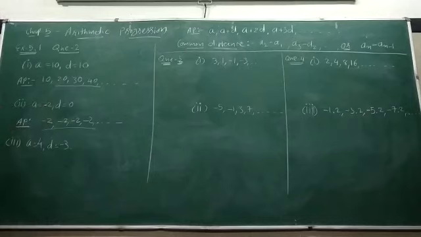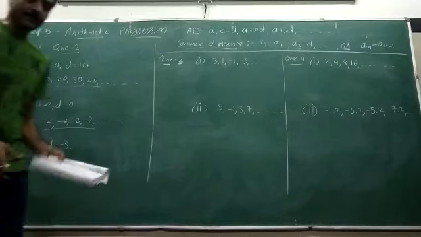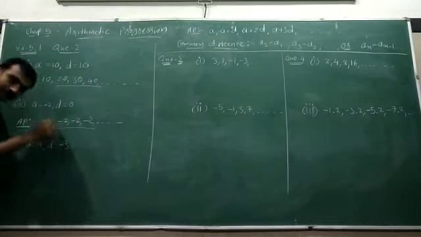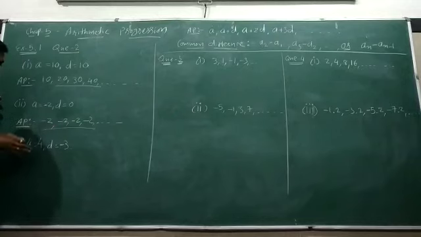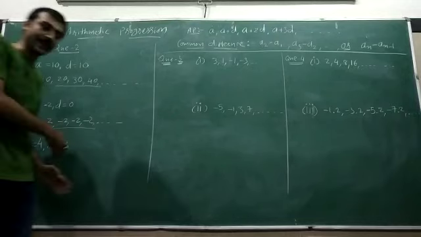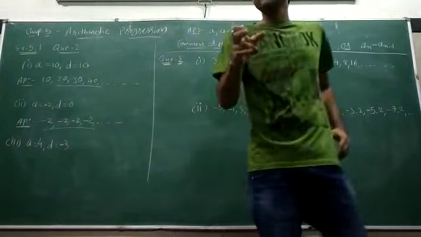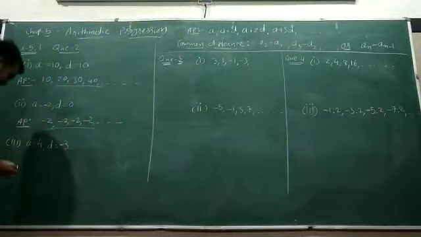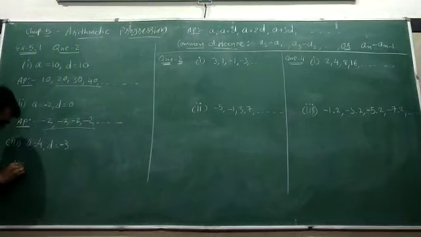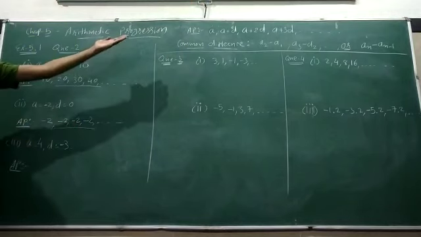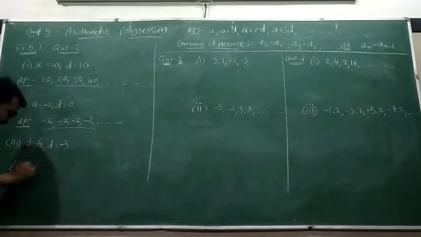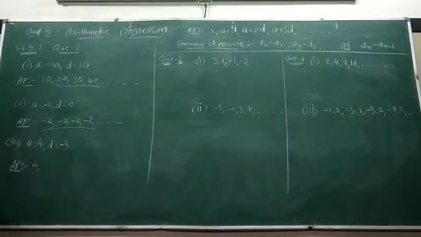Now let's see question number 3. Here the common difference is negative. So please focus. Many students make mistakes every time: whenever the common difference is negative, they make mistakes in calculating the AP. What will be the first term? As we have shown in the typical formula, the first term will be A. So A is 4.